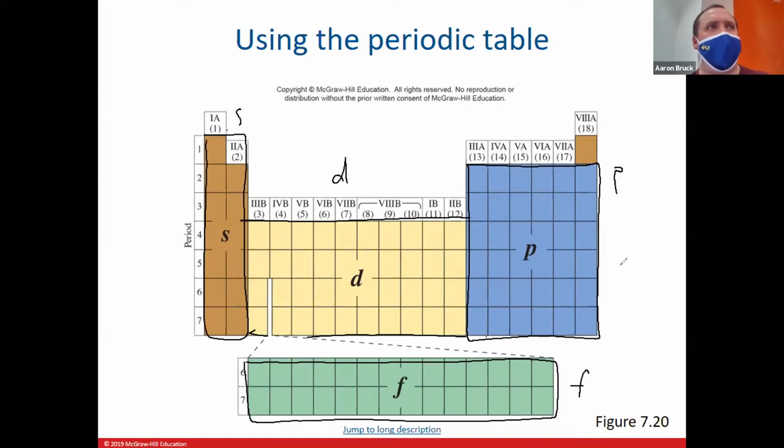S, P, D, and F, and the number of blocks in each one of those areas matches the number of electrons that are possible for that sublevel. The S is capable of holding 2 electrons. There are 2 blocks, 2 columns in that S block. The P sublevel is capable of holding 6 electrons. There are 6 columns, 6 blocks in each of those P levels.